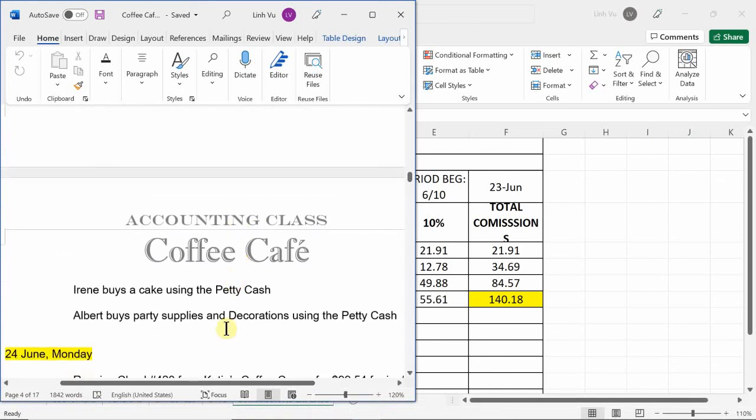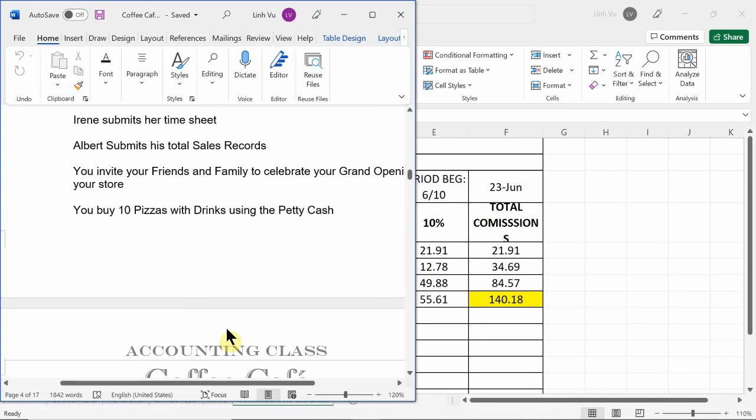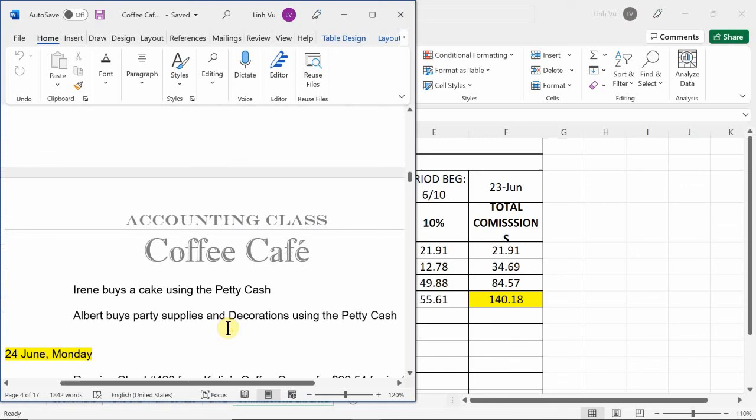Irene even takes that money to go buy a cake, and Albert goes out and buys party supplies and decorations and so on and so forth, using the same petty cash fund. So these three transactions are all going to be to the petty cash fund. Now, do we need to journalize it? No, because one, we don't have the amounts, and two, this is considered an adjustment entry. We don't need to replenish the petty cash fund instantly. So we can skip over those three things, okay?